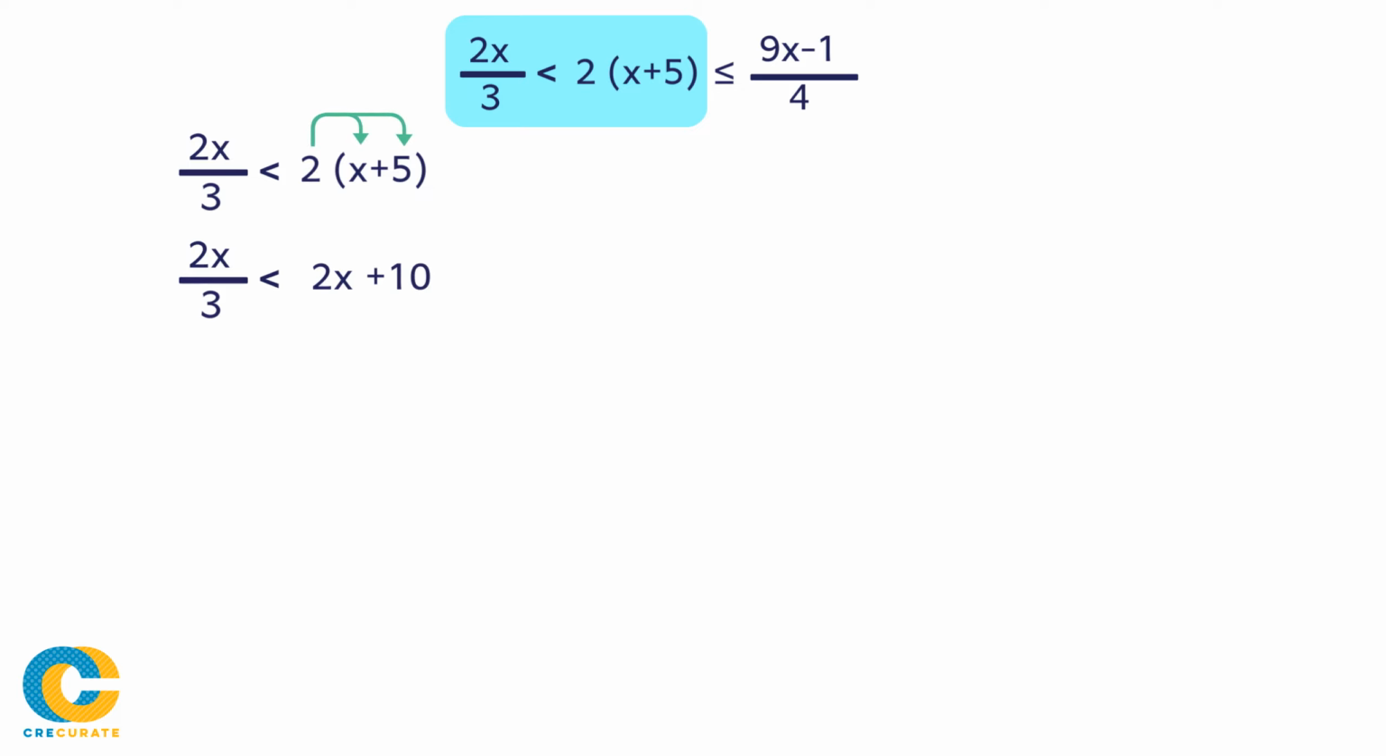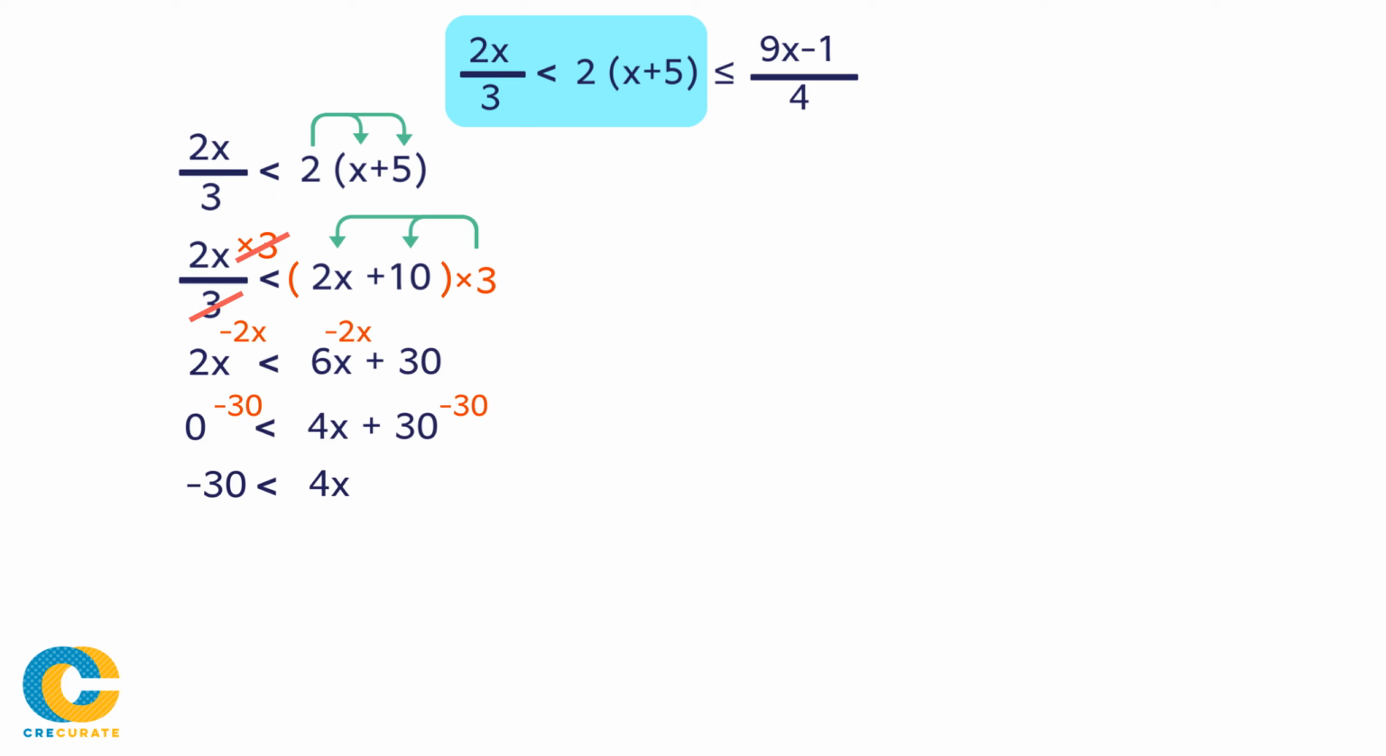Expanding 2 times x plus 5, and then multiplying both sides by 3, we end up with 2x less than 6x plus 30. Continuing the solving process by subtracting 2x and 30 on both sides, we have 4x greater than negative 30, which means that x is greater than negative 7.5. Now that the first inequality is solved, we move on to the next inequality.